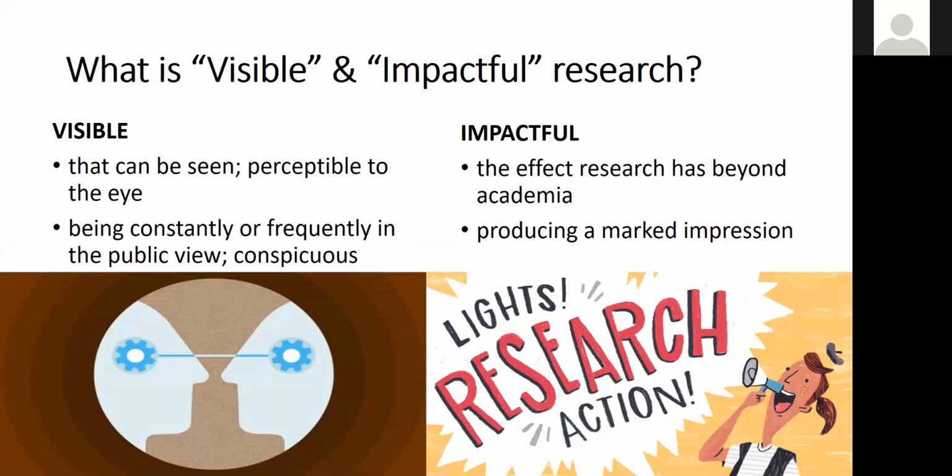So what is visible and impactful research? If you look at these two important definitions here, visible basically means whatever is tangible that can be seen, perceptible to the eye. Anything that can be seen and touched by the eye, being constantly or frequently in the public view, conspicuous. So when you do something as far as research is concerned, if this is all not possible, then although your research is impactful, it is going to be useless because no one can get access to it, or no one is even aware that such a research has taken place.